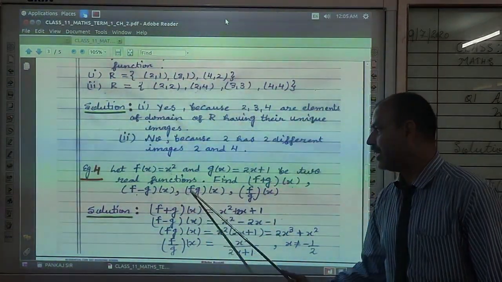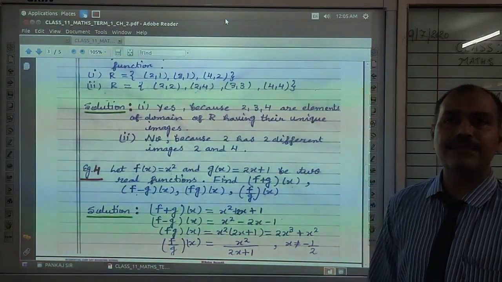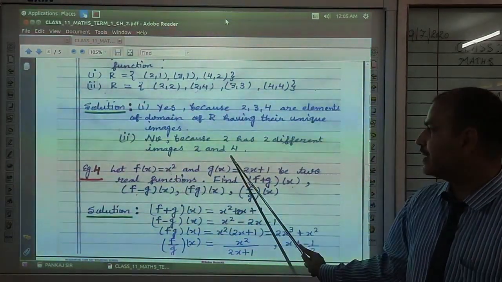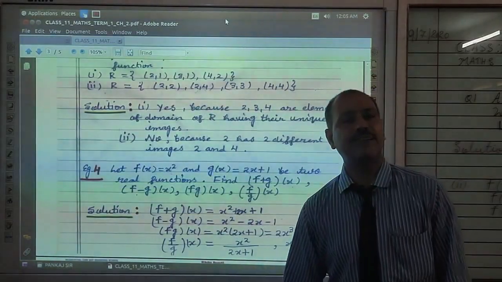Now the third one, (fg)(x). It means the product of f(x) and g(x). What do you mean by (f into g)(x)?